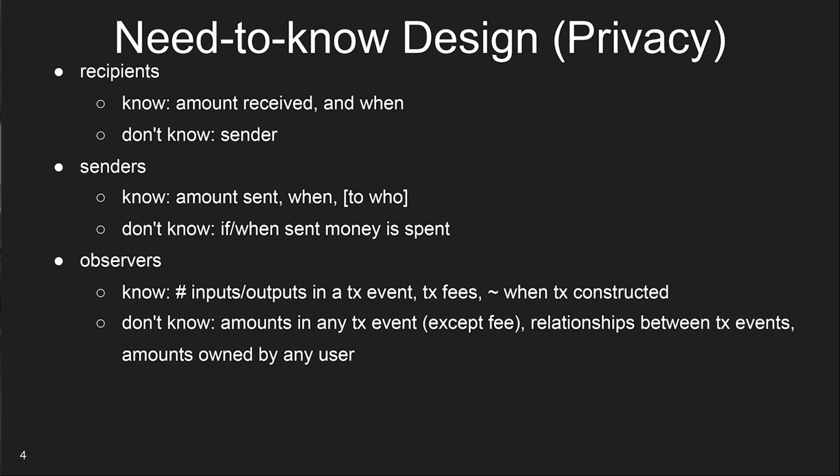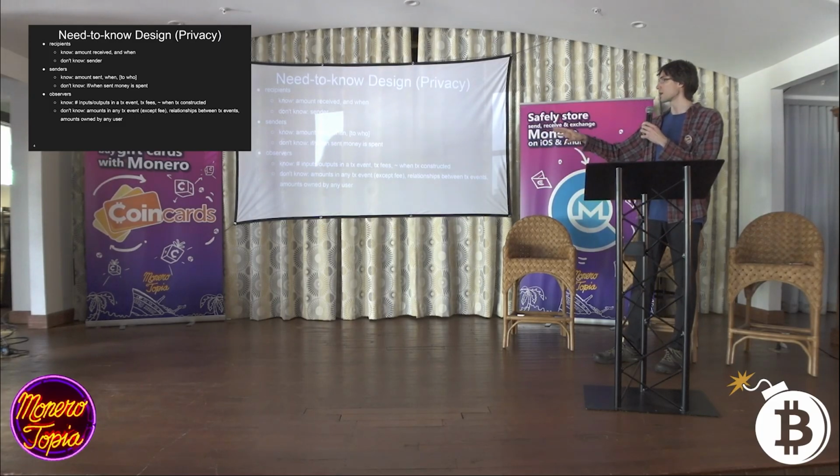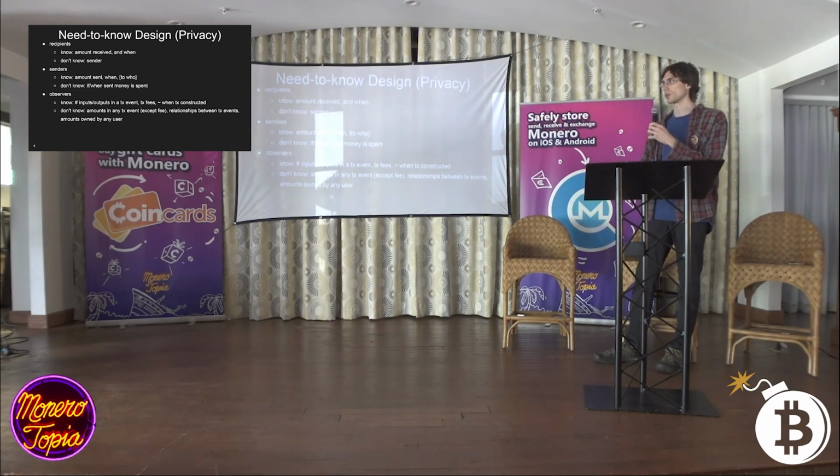Observers of the ledger, we expect that if they look at the ledger and see a transaction, then they will know how many inputs and outputs it has, the fees of the transaction, and approximately when the transaction was constructed. But they don't know anything about the amounts other than the fee, and then the relationships between different transactions in the ledger, or the amounts owned by any specific user. So this is a separate idea from the amounts in a transaction, is the amounts owned by any user.